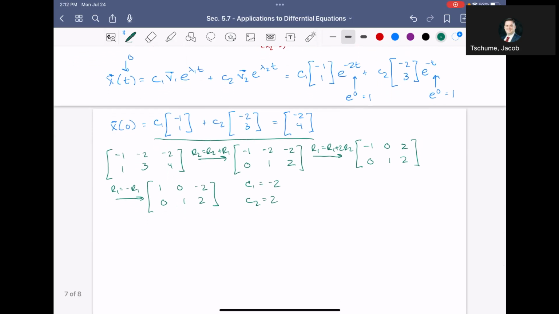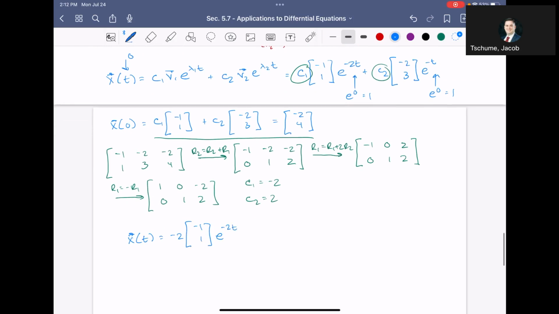You can now go back up to your x of t that you see at the very top of the screen, and I'm going to replace those arbitrary constants with what we just found. So the vector x of t is now going to be -2 times the vector -1, 1 times e to the -2t plus my second constant 2 times the next eigenvector times e to the -t. Now, what you will notice here is we're not done.